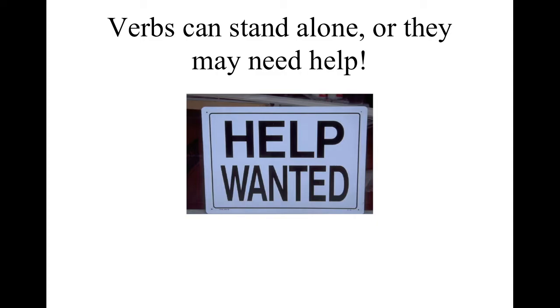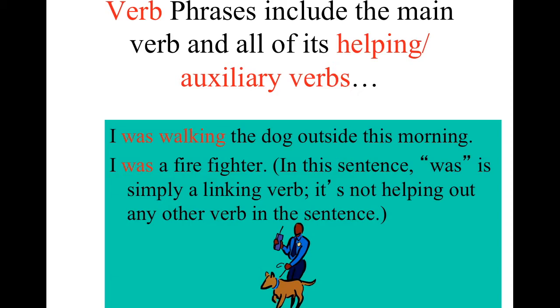Verbs can stand alone, or they may need help. All right, this is the discussion of helping verbs, which students have a problem with sometimes. So look at those two sentences. Was is in both of them, but in the first one, was is helping the main verb walking. In the second one, was is the verb, and it is acting as a linking verb there. It is saying, I equal a firefighter.